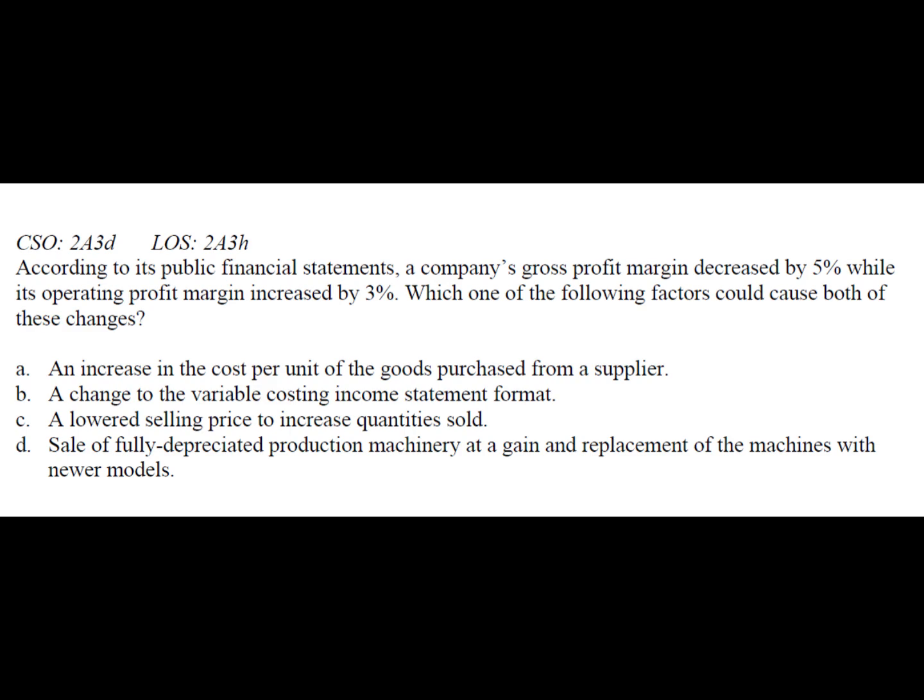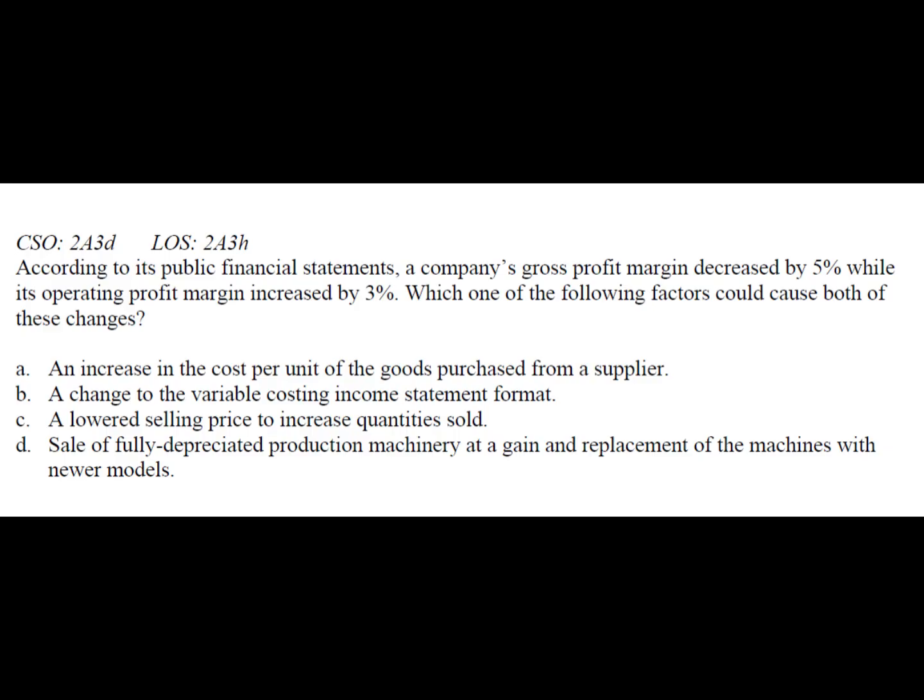This question tests the relationship between the gross profit margin, GPM, and the operating profit margin, OPM, and asks which business event could cause the gross profit margin to decrease by 5% while the operating profit margin increases by 3%. Gross profit reflects only sales and cost of goods sold, COGS, whereas operating profit also incorporates selling, general, and administrative, SG&A expenses.